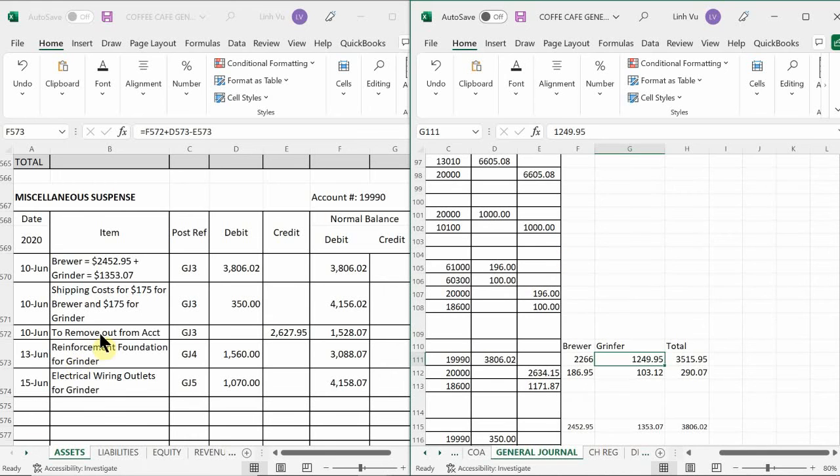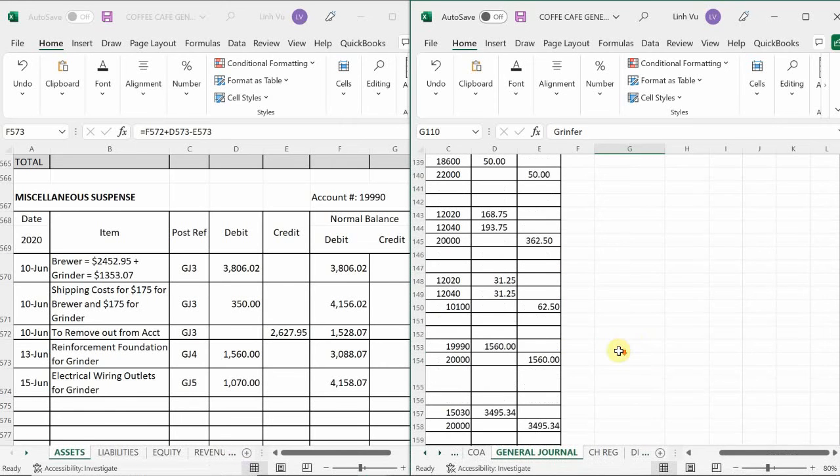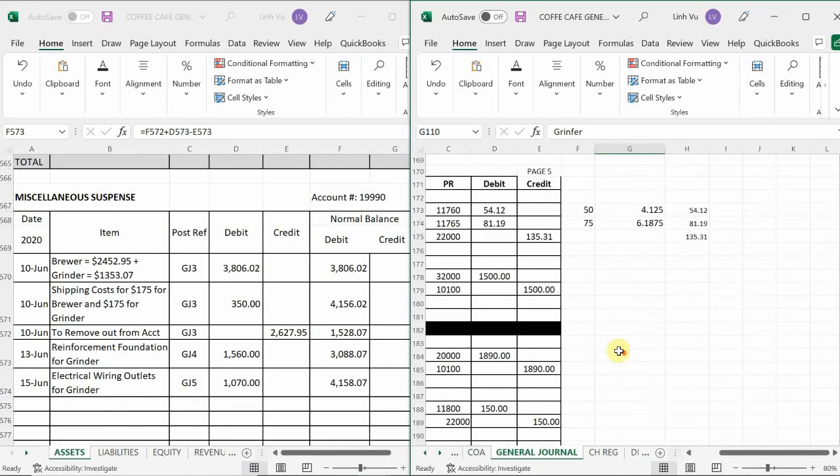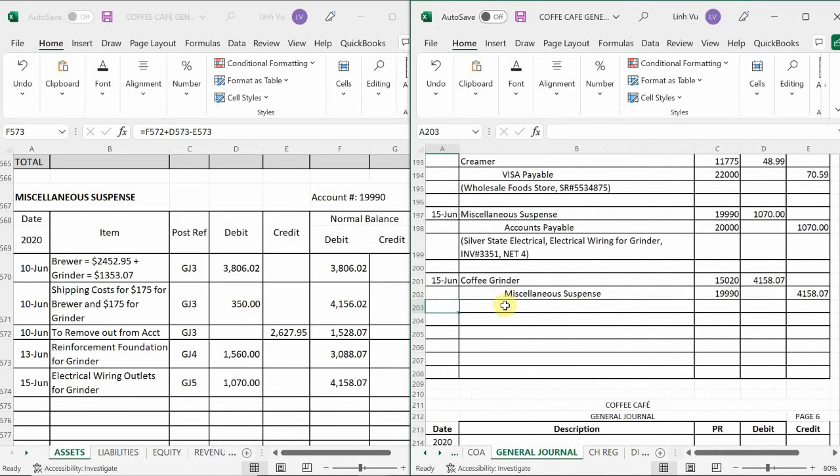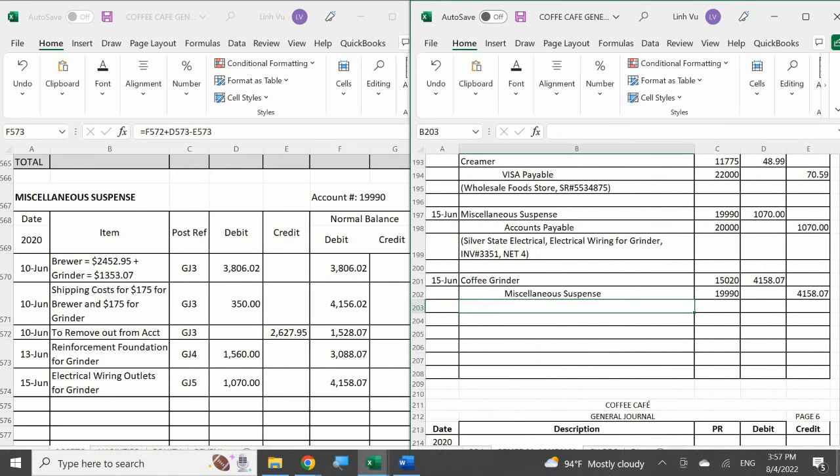All right, so now let me go ahead and finish my journal here with the notes that I need to put in here. Okay, so what's the note here? Pretty straightforward. To remove from miscellaneous expense and put in service the coffee grinder. Good.